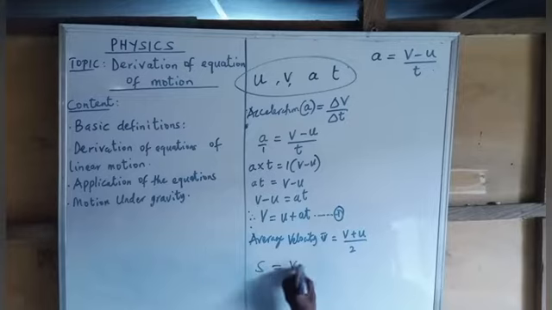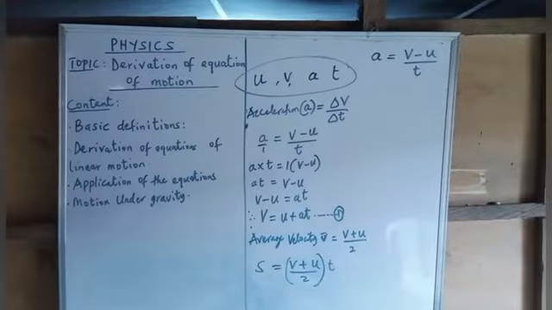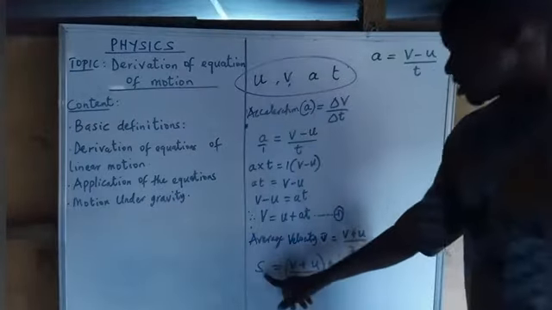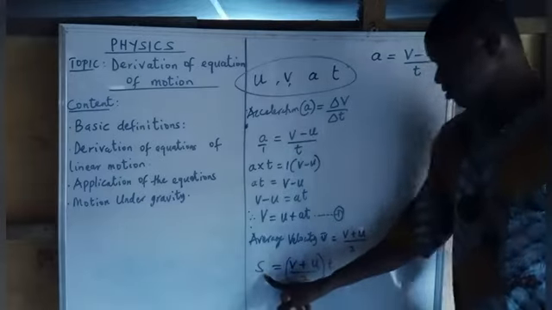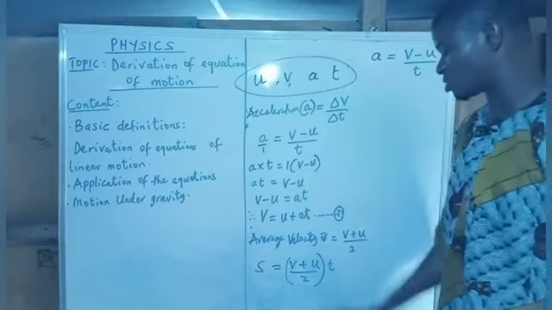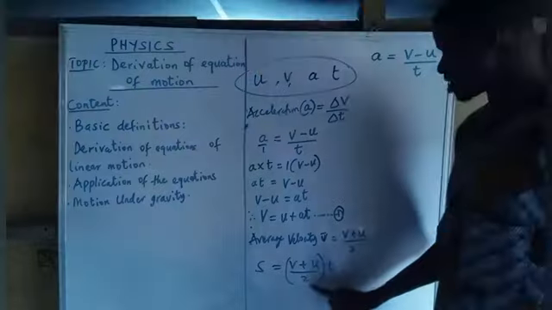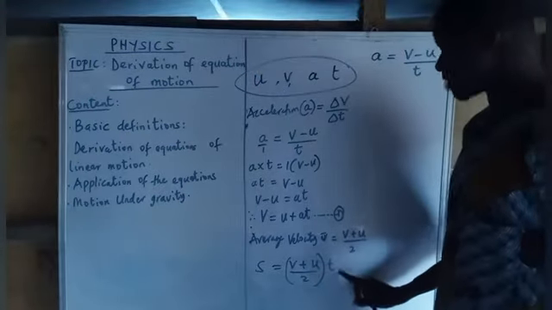S is equal to (V plus U) over 2, times T. Also, we have this formula that the displacement, or the distance covered, is equal to the final velocity plus the initial velocity, over 2, times T.